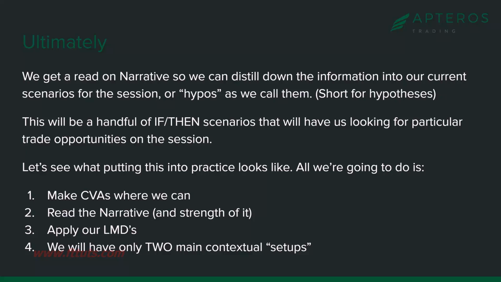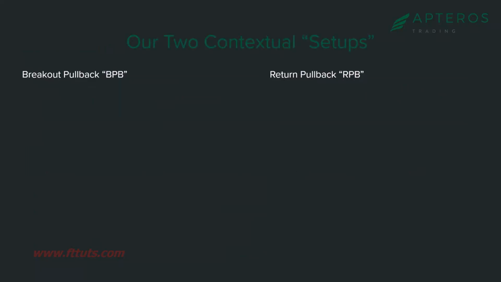So putting this into practice involves making CVAs where we can, where they exist, reading the narrative and the strength of it by applying our laws of market dynamics and whatnot. Ultimately, all these different trades I keep showing you, there's only 2 of them, aren't there? 2 main A+ structural, narrative, contextual, quote unquote, setups. One we call a breakout pullback, a BPB. The other is a return pullback, an RPB.